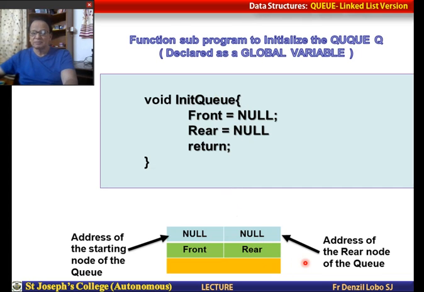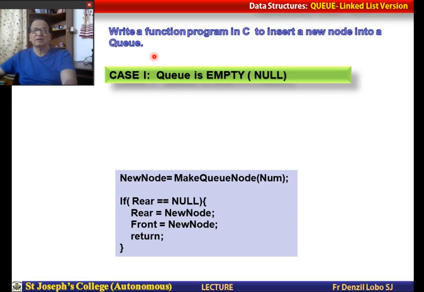Okay, with that, case 1. Case 1 is that the queue is empty. How do I know the queue is empty? If the rear is null, automatically we know that it is empty. Therefore, you attach the new node to rear and also the front, because when it is empty, the first node is going to be the front node and also the rear node. That is what we are doing here. The same node is assigned to front and rear, and return. So that is case 1.